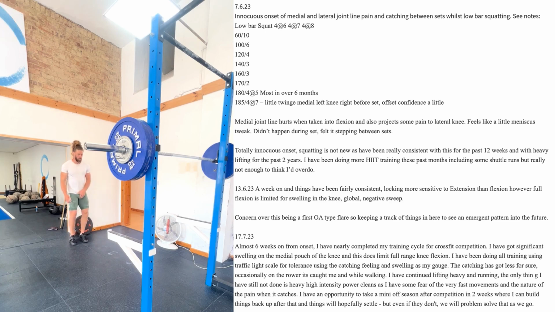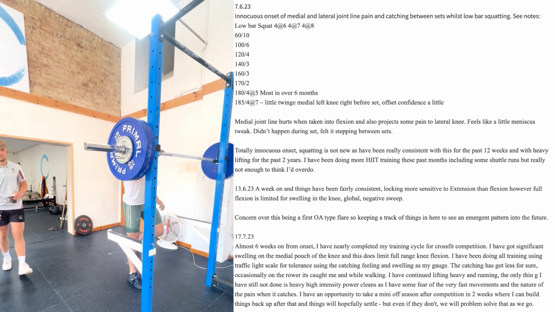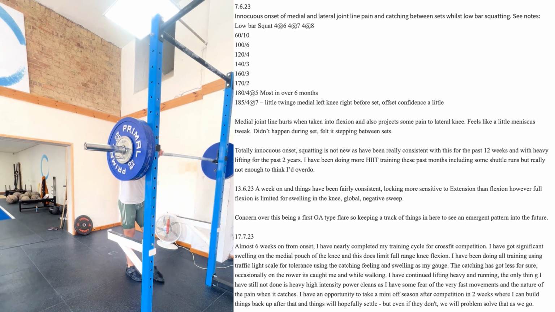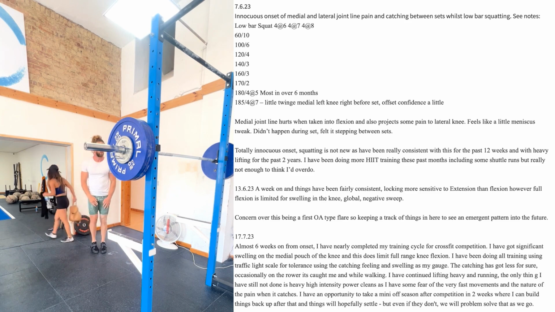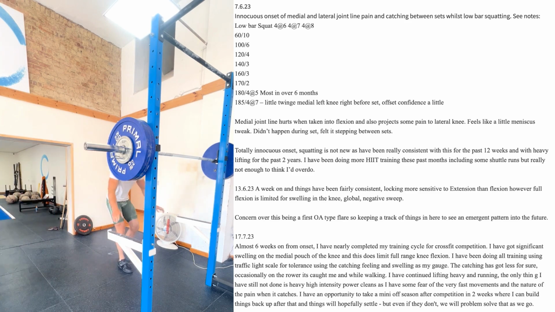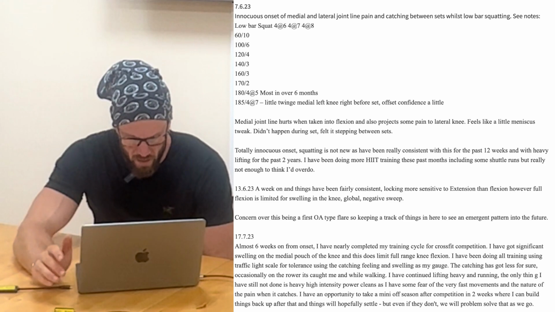Now, from there, I went up to 185 kilograms for 4 reps, and I rated that as an RPE 7. So now that's getting to a hard work set. I feel like I've only got 3 left, but the note afterwards, a little twinge, medial left knee right before the set, which offset my confidence a little bit. So you can hear me sort of thinking to myself at that point. Okay, I'll read my notes and you can follow along with me.